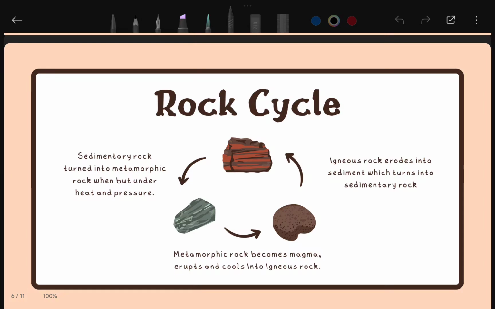Igneous rocks break down into small portions, and those sediments get covered up in the earth's layers. After so many long years, they turn into sedimentary rocks. And sedimentary rocks can again turn into metamorphic rock under heat and pressure, which we already know.